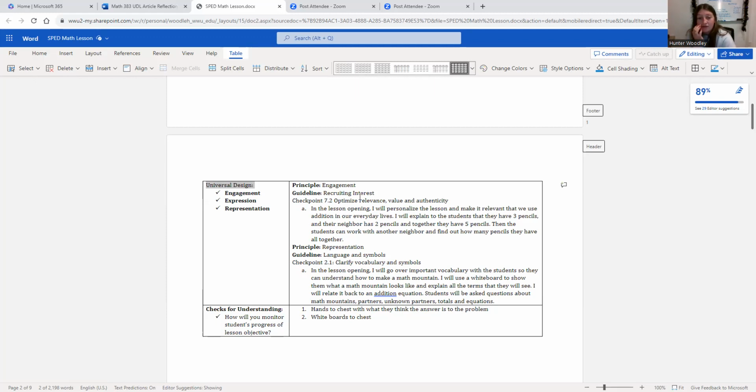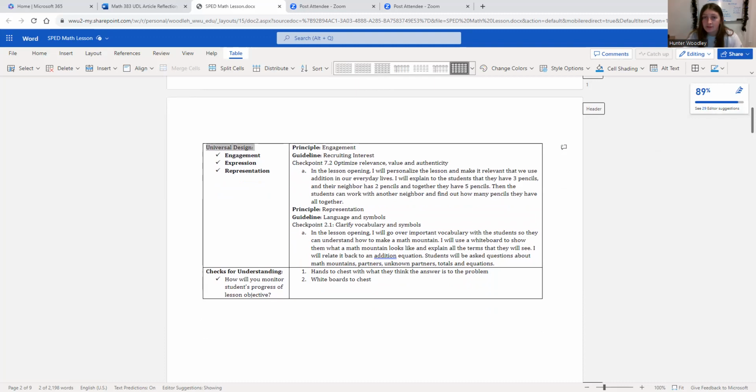And then the next one I did was representation. That was with language and symbols. With Math Mountains, there's a lot of new vocab that they don't understand quite yet. That could be Math Mountains as a whole, and then the partners and the unknown partners and the totals and equations. I'm going to go over that with them so that they understand what they are given. I'll review that quickly on a whiteboard, and then they'll talk with their neighbors real fast. That is the beginning of the lesson, and then we'll use it throughout the lesson. At the end, they should be able to use those terms every day.